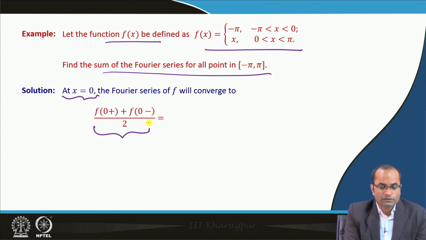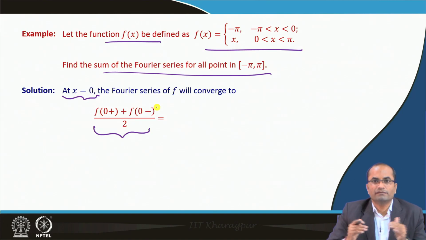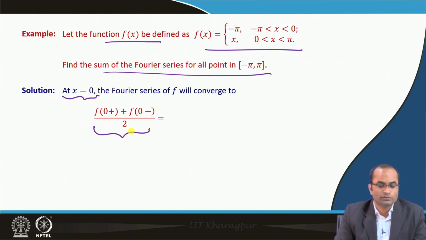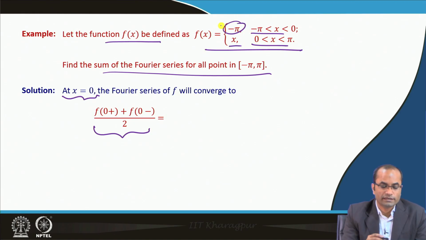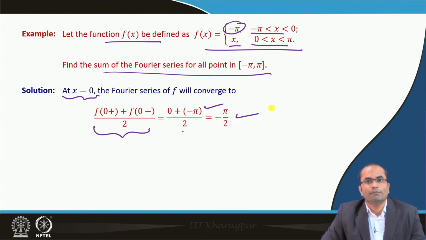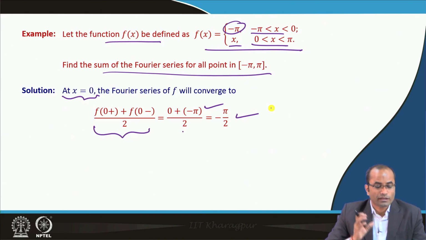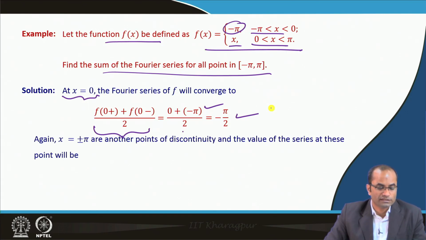The Fourier series will converge to the average value, f(0+) plus f(0-), the limiting values at 0, divided by 2. So, what is f at 0 here? f(0+) is 0 and f(0-) is minus pi. So we have (0 minus pi) by 2, that means we have minus pi by 2, the value of the Fourier series at x equal to 0.